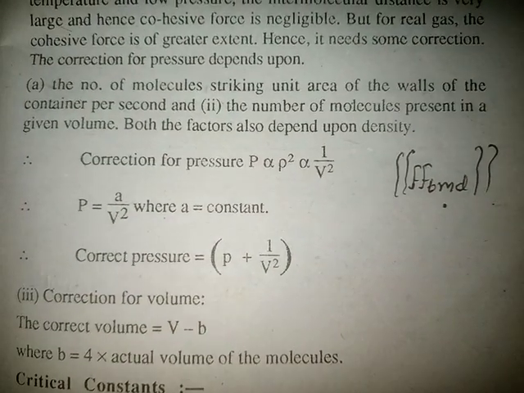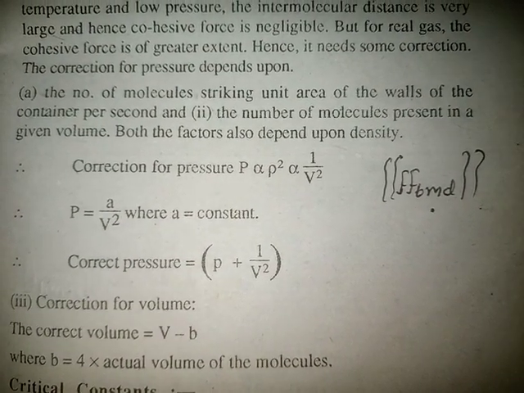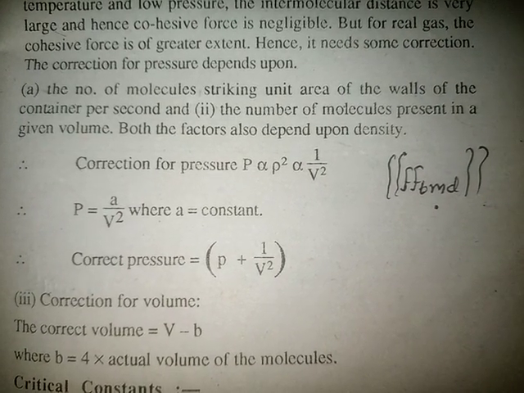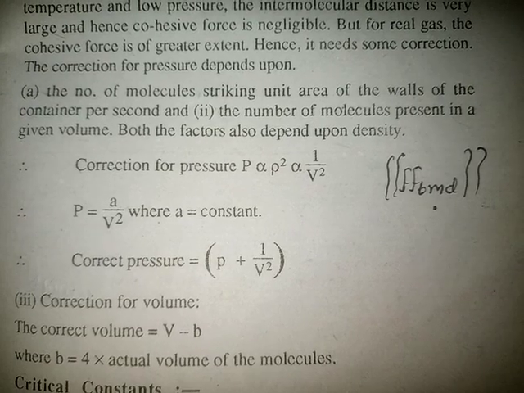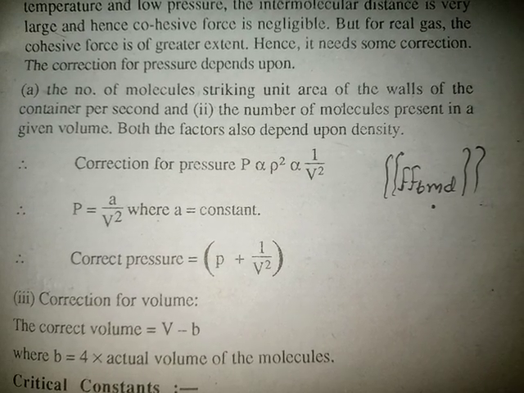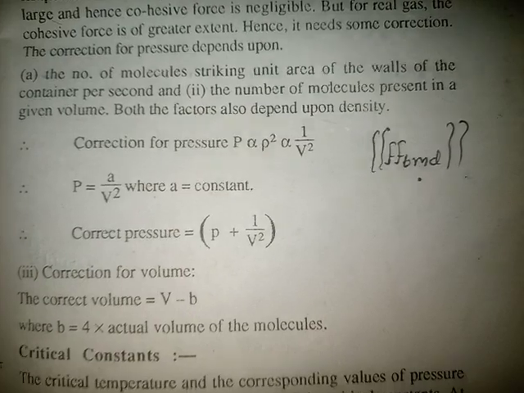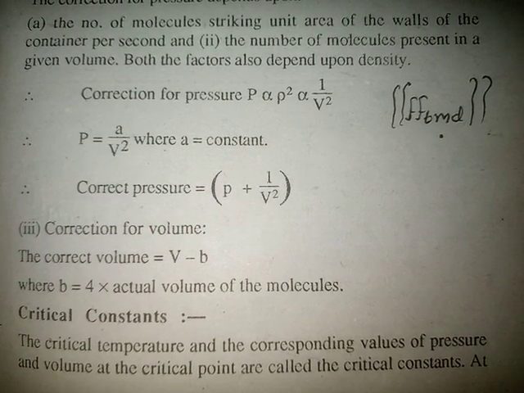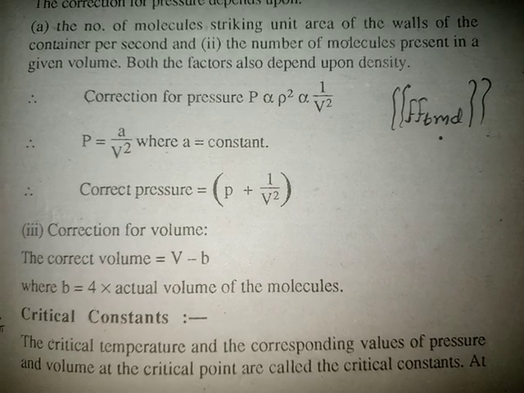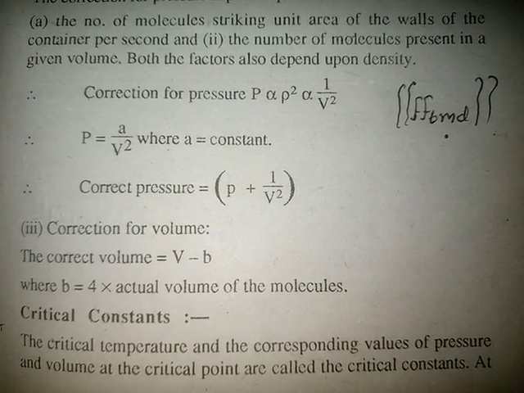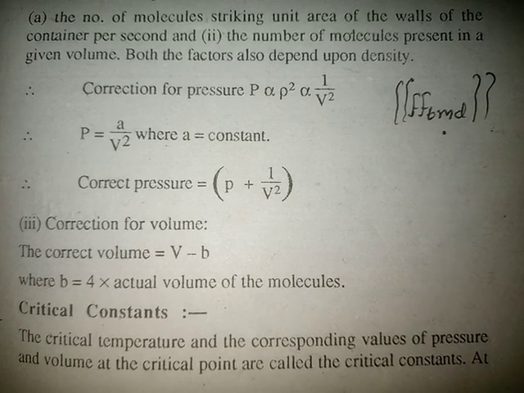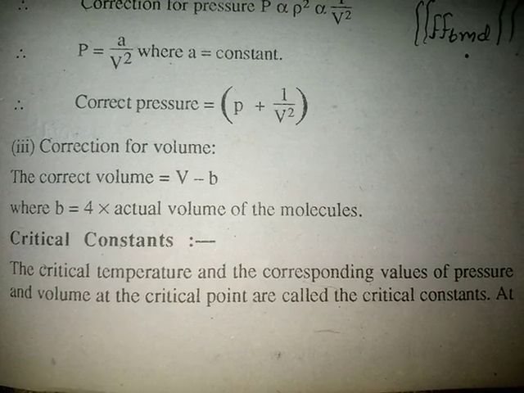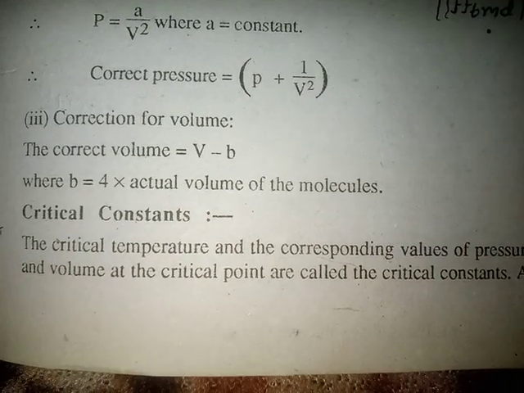One, the number of molecules striking unit area of the walls of the container per second, and two, the number of molecules present in a given volume. Both the factors also depend upon density. Hence, correction for pressure p is proportional to rho squared, proportional to 1 by V squared. This implies p equals a by V squared, where a is a proportionality constant. Hence, correct pressure equals (P plus a by V squared).